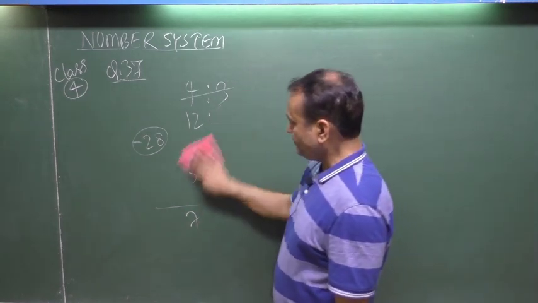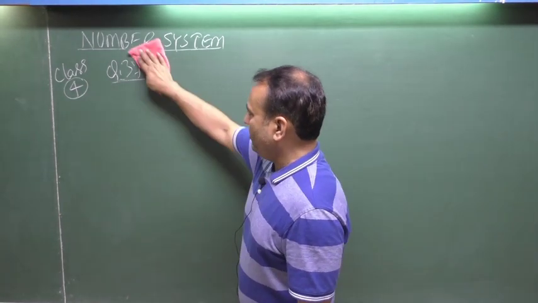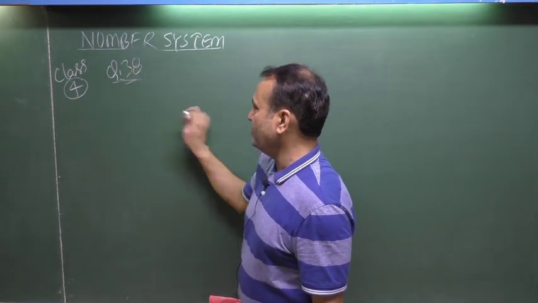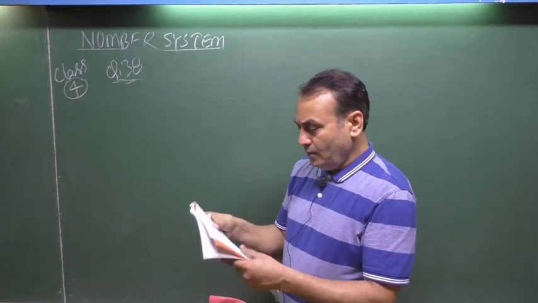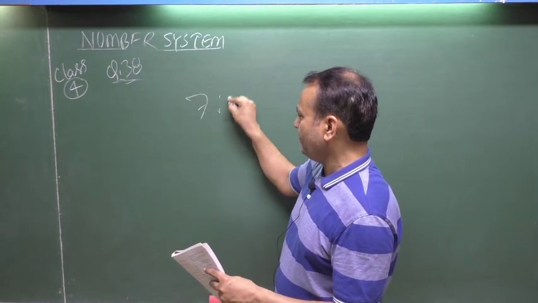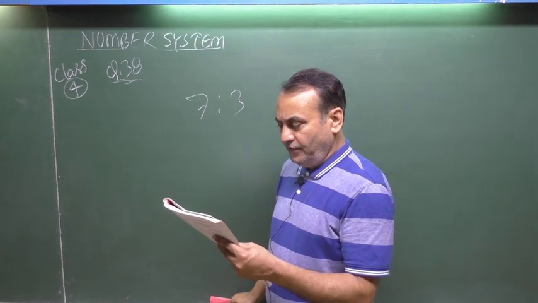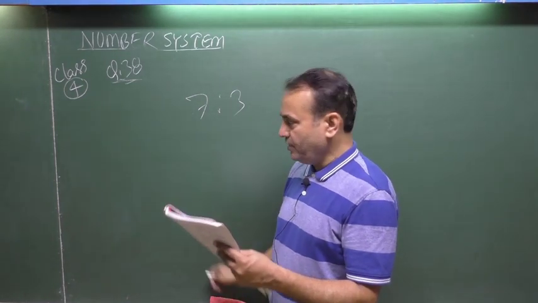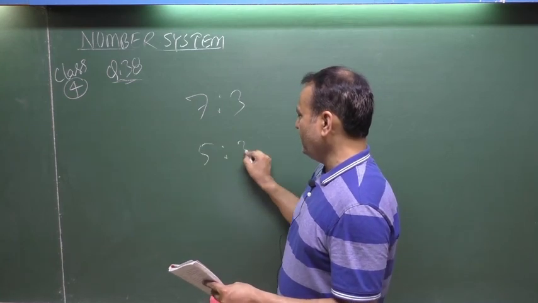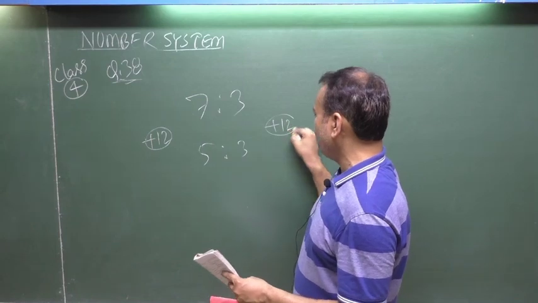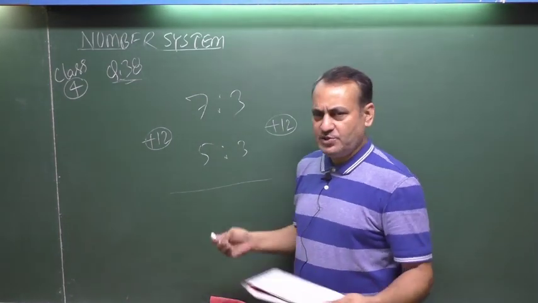Now, question number 38. See here. The question says there are two numbers in the ratio 7:3. If 12 is added to both the numbers, the ratio becomes 5:3. After 12 is added to both the numbers, the ratio becomes 5:3.